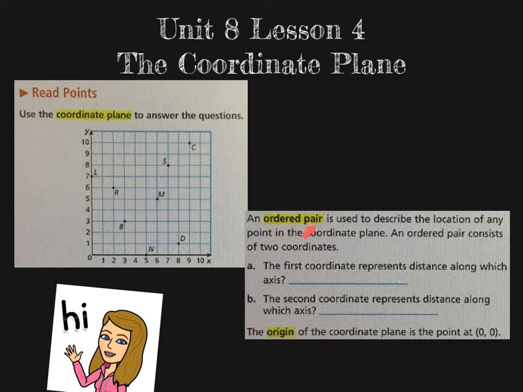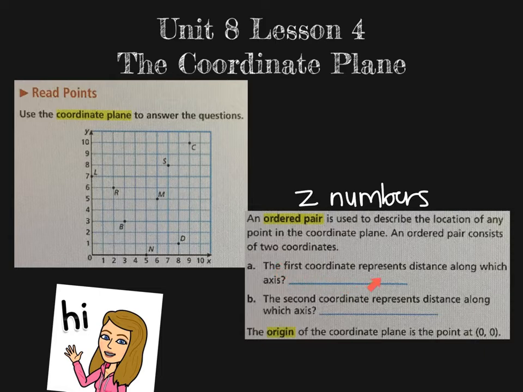Now, an ordered pair is used to describe the location of any of these points in the coordinate plane. An ordered pair, obviously you know that that's going to be two numbers. A pair is two. Not a fruit, sillies. Now, an ordered pair consists of two coordinates. Coordinates is like the fancy term.